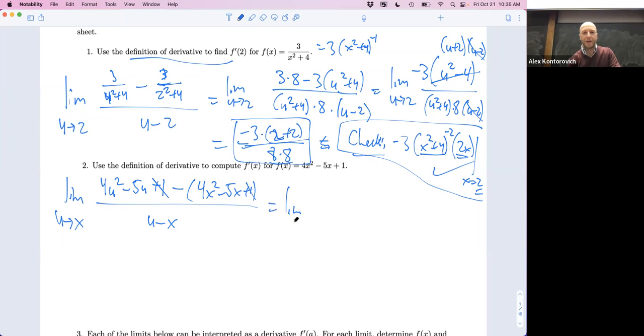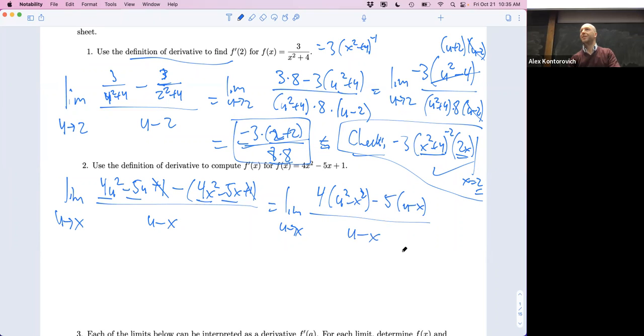And I have a limit as u goes to x of, I have a 4u squared minus 4x squared. That's a 4 times (u squared minus x squared). I wouldn't have written down those individual pieces. I'll show you in a second. Minus, so that's this term and this term. And now I need this term, minus 5u minus negative 5x. So that's a minus 5 times (u minus x), divided by u minus x.